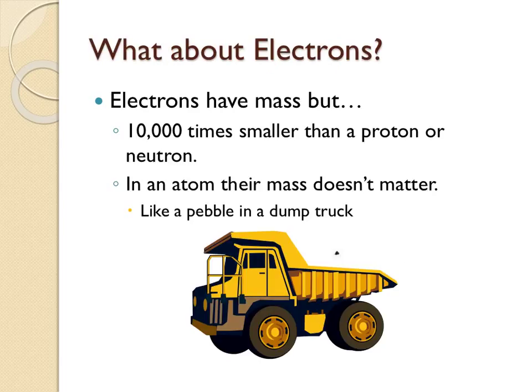You might be asking yourself, what about electrons? They have mass, but here's the deal, folks: they are about 10,000 times smaller than a proton or a neutron. While electrons have mass, does something that small matter to the mass? It's kind of like taking a pebble and putting it in the back of a huge dump truck. Does it add mass to the dump truck? Of course it does. Is that mass significant or even measurable? Not really. So even though electrons have mass, we don't count them when we're calculating the mass of an atom because it's so small.